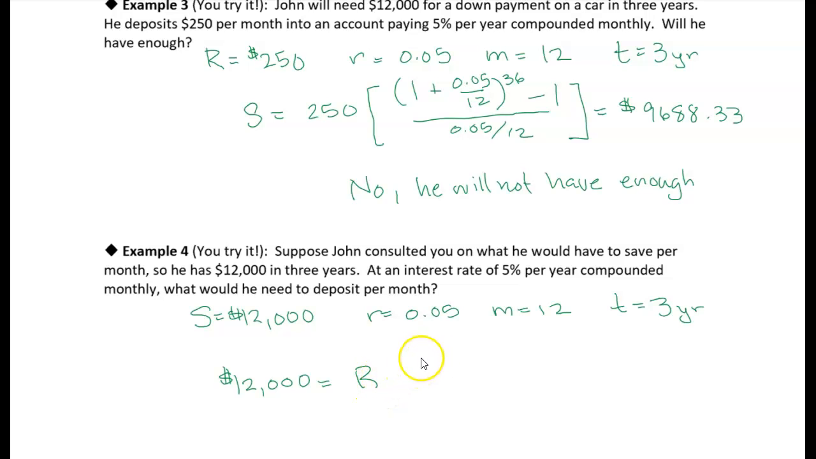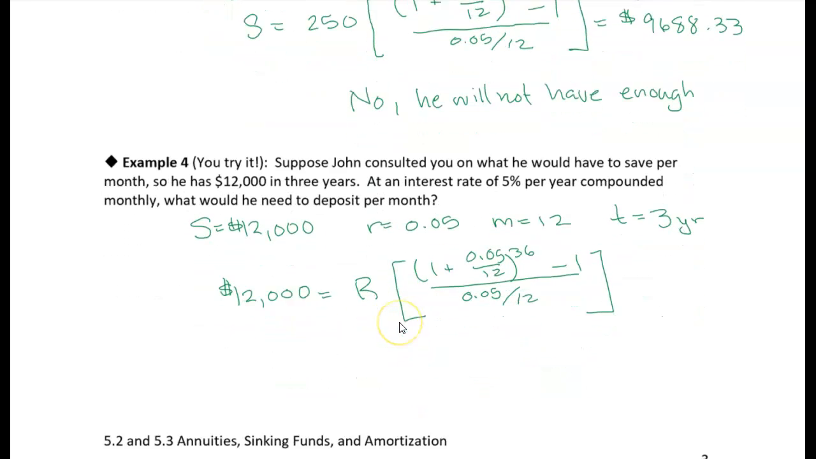And I know that if I take the R, the monthly payment, times all this stuff that I already wrote up here, I'm just going to rewrite what I wrote, just plugging numbers into the formula, right? Only this time, the thing we don't know is on the right-hand side of the equal sign. So let me just copy this down: 0.05 over 12 to the 36th power minus 1 all over 0.05 over 12. Okay. Now we can't calculate that because we don't know what R is, right? But we can solve for R.